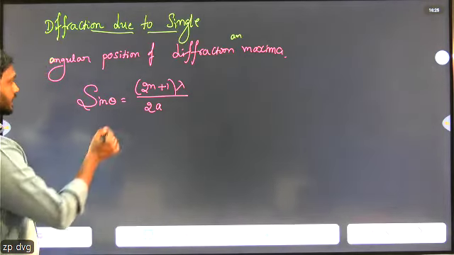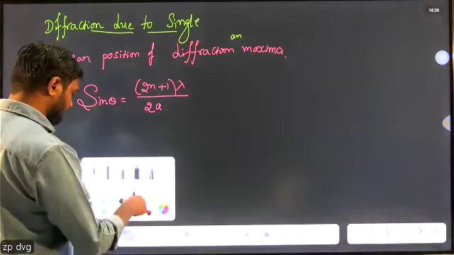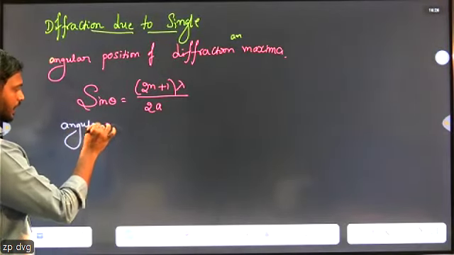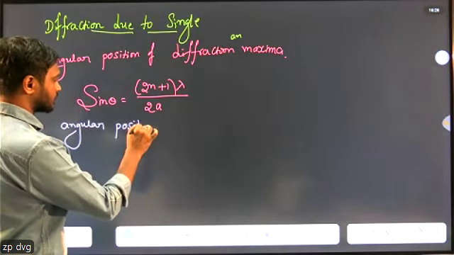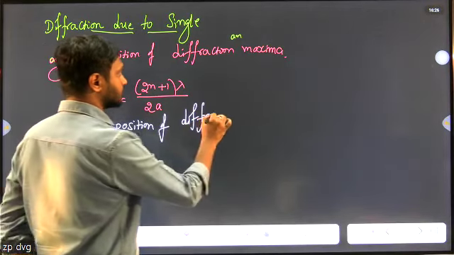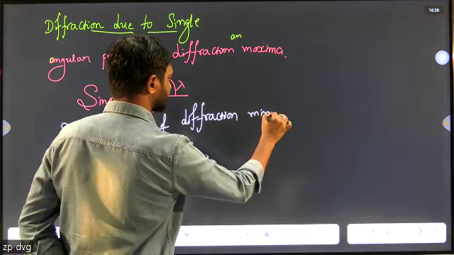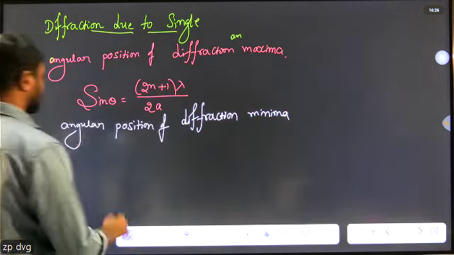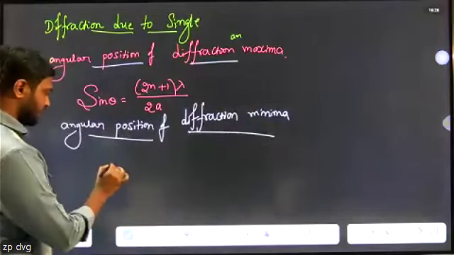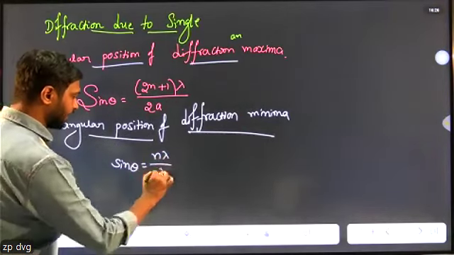So next one is the angular position of diffraction maxima. And next one is the angular position of diffraction minima. That is sin theta equals n lambda by a.